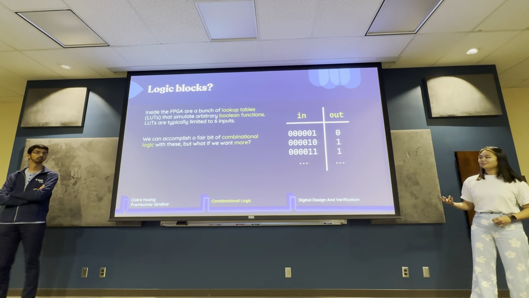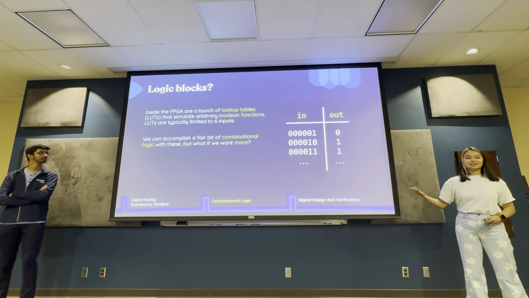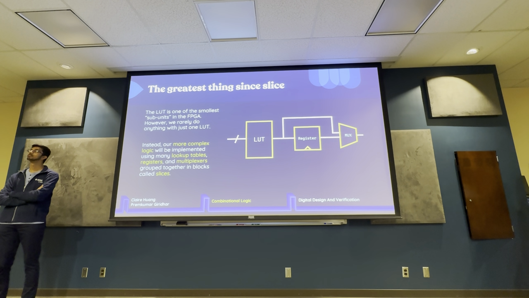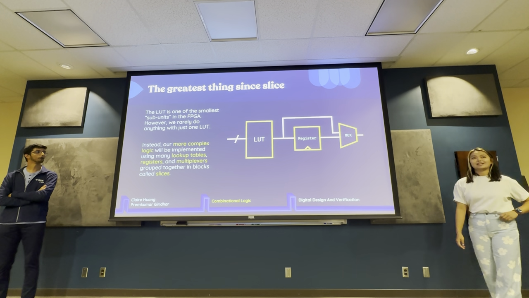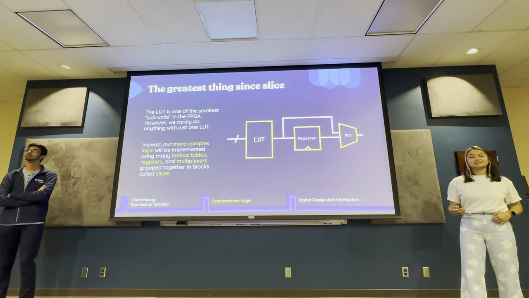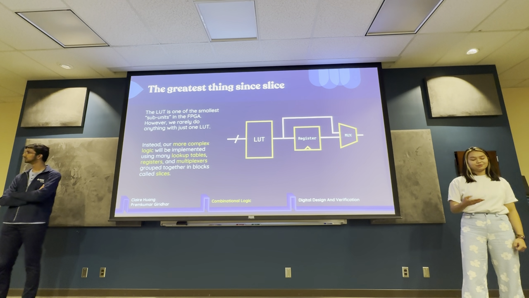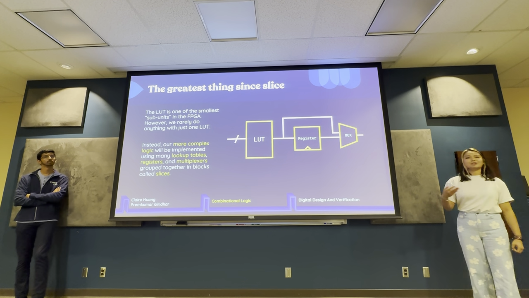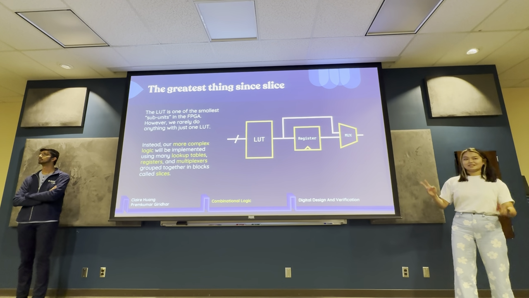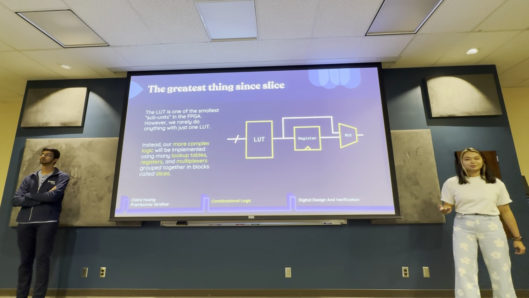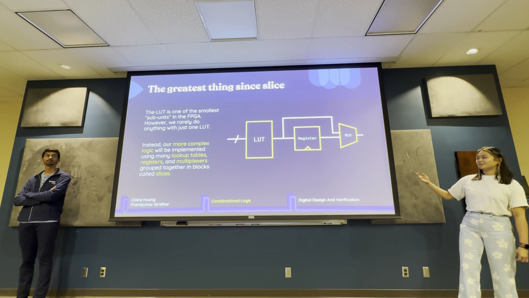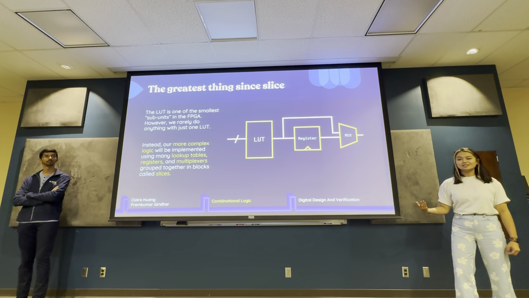But what if we want more than just your basic combinational logic? Then you need to create slices. Lookup tables are actually one of the smallest subunits in the FPGA. So in order for it to do more, we need to combine it with other things. As you can see here, we've drawn a slice for you that's comprised of a lookup table, a register, and multiplexers. And these can all be grouped in blocks called slices.